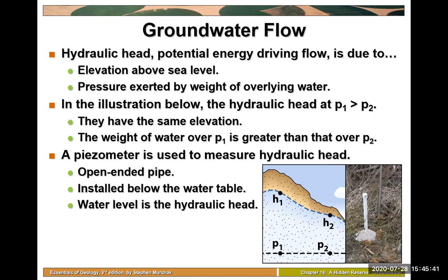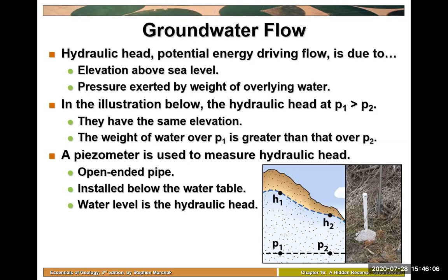Basically, just remember the hydraulic head potential energy is for driving the water from high elevation to low elevation. Hydraulic head is the level of the water table above the sea level, actually, or below the sea level, in some cases.